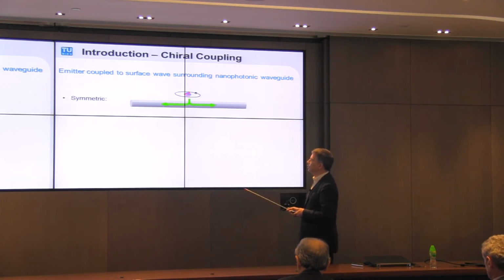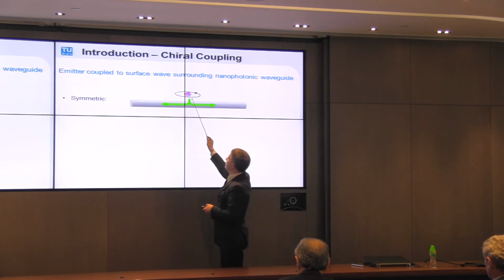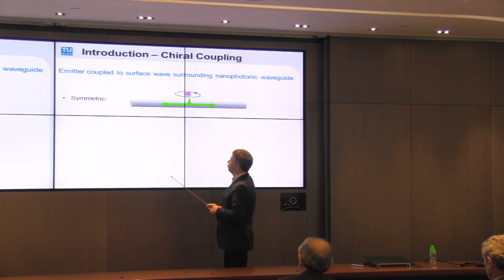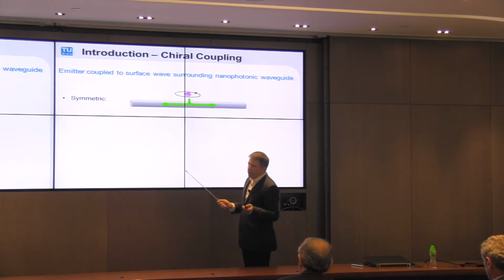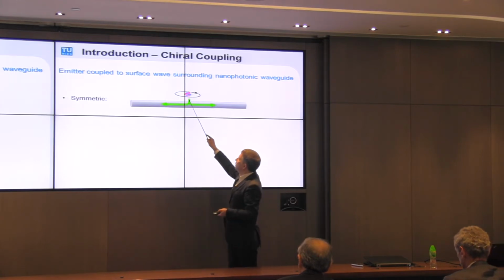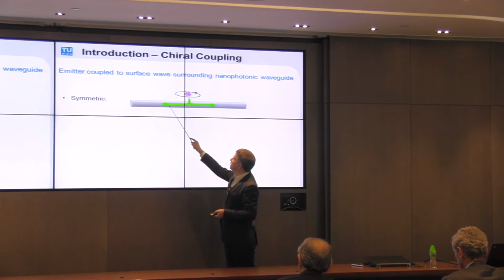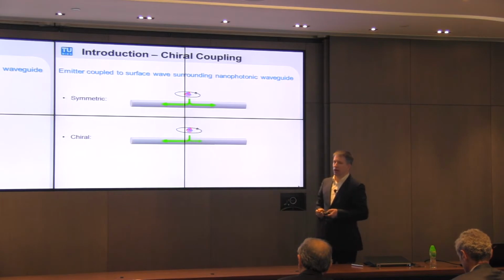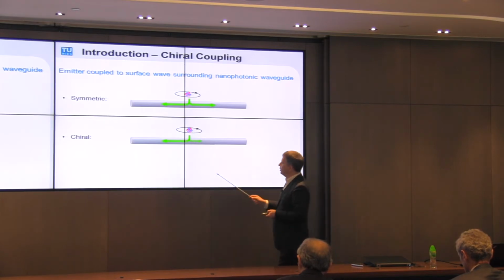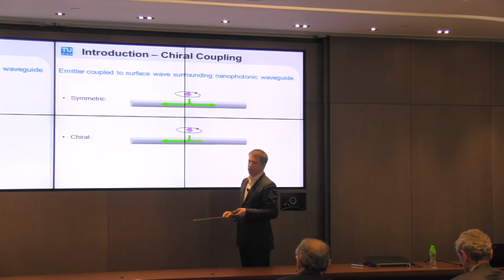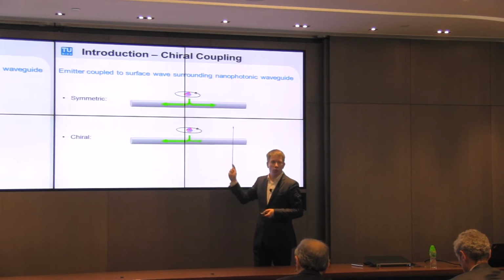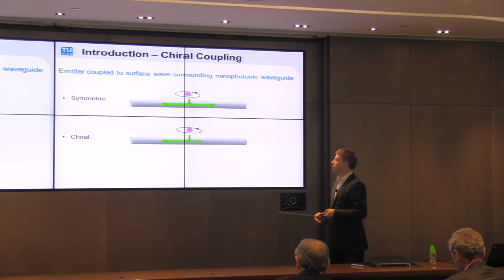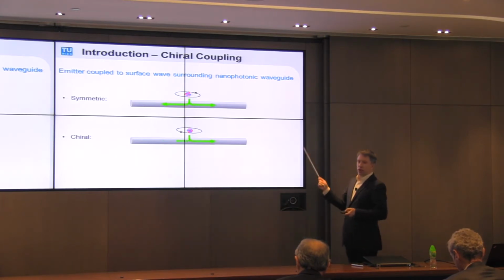So if you put an emitter in such a light field, say in the evanescent field surrounding a dielectric waveguide, then in addition to the standard situation, where you have symmetric coupling, so where the emitter sends as much light to the left as to the right, we are able to realize chiral coupling, so where the emitter sends more or even all of its light that is coupled into the waveguide to one side of the waveguide. And we can control the sense of this emission and tell the emitter, and now send your light to the other direction.